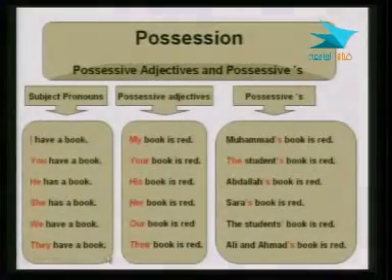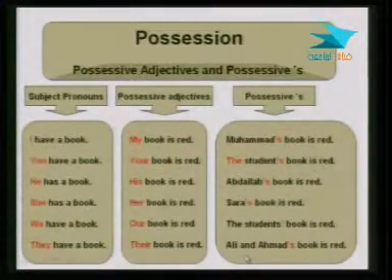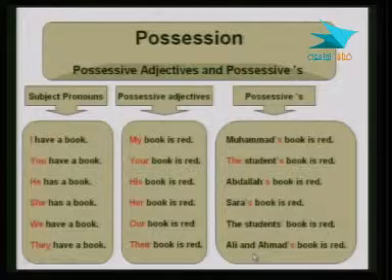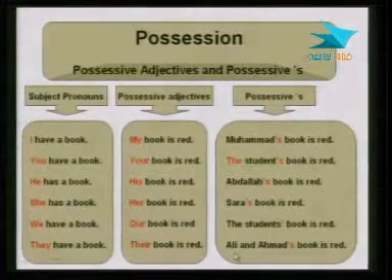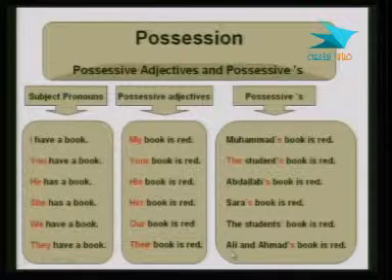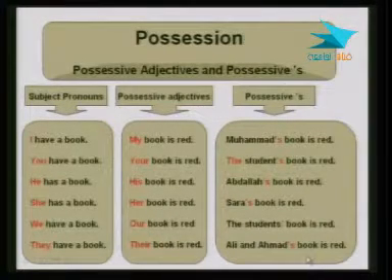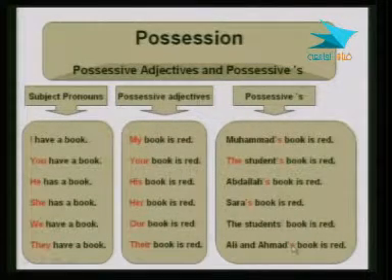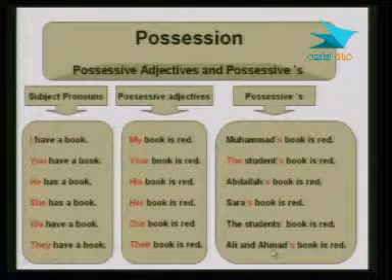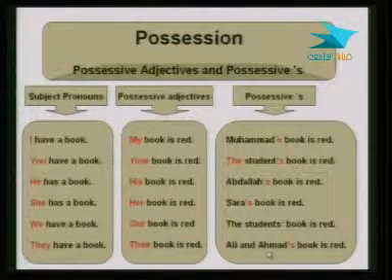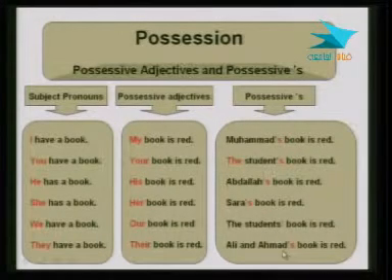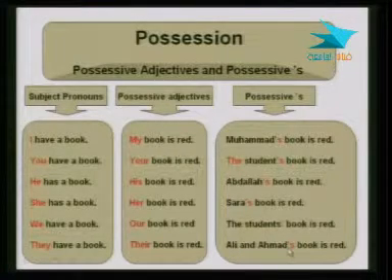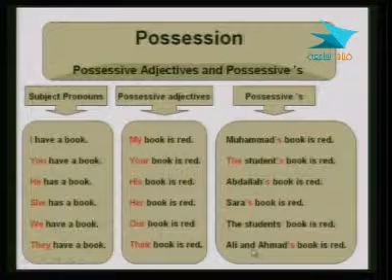And the last one, they have a book, their book is red. Ali and Ahmed's book is red. Well, let's talk about this example. We have two people here, and of course, this book belongs to them. Now, look at the apostrophe with S. We place it at the end of the second noun, not the first and the second, only the second one. And so it's not Ali's and Ahmed's. No, we just put it here. All right, we put it at the end of the second.